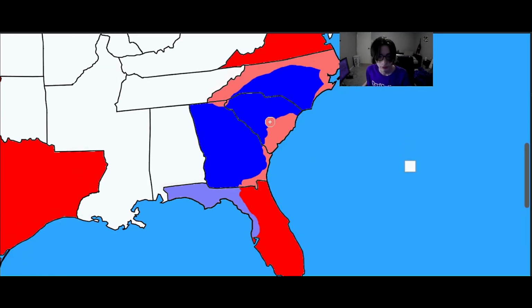Texas and Virginia are trying to push towards each other. They take Charleston, try and meet up to split South Carolina in half and split North Carolina and Georgia apart, which they do successfully. They start strengthening the border, and South Carolina decides to surrender.